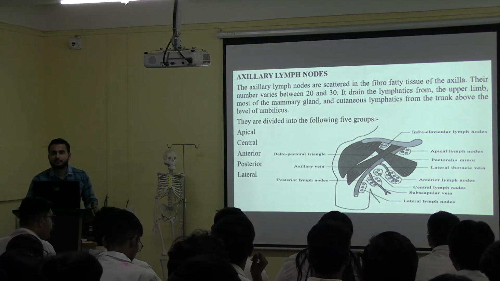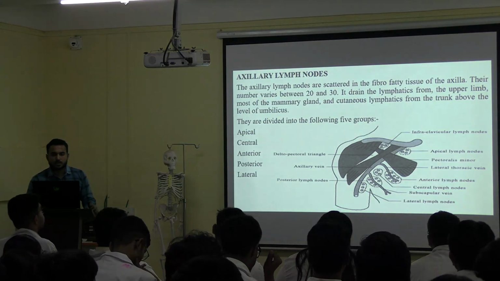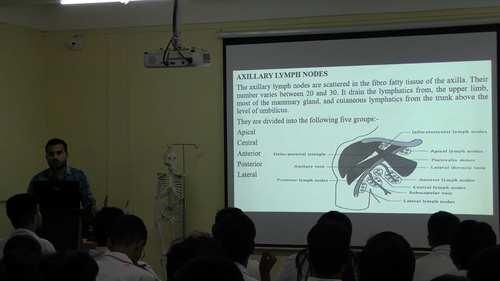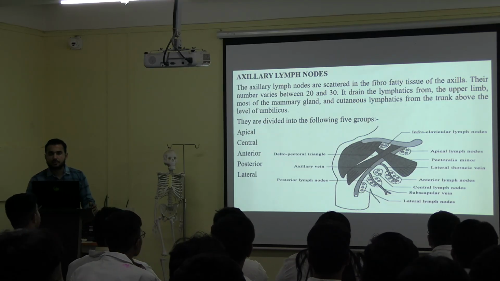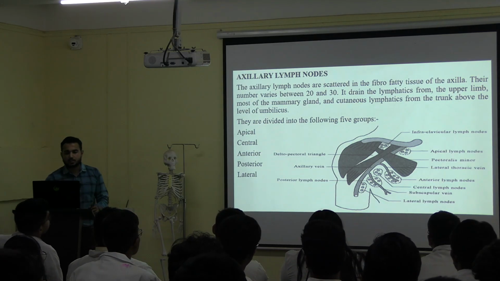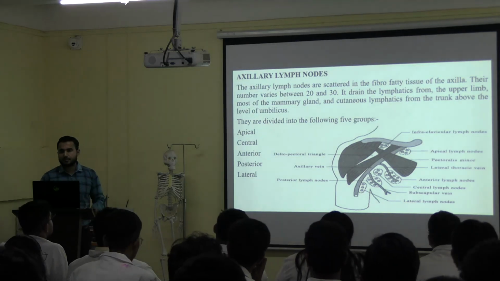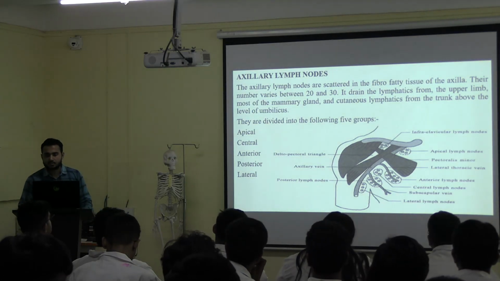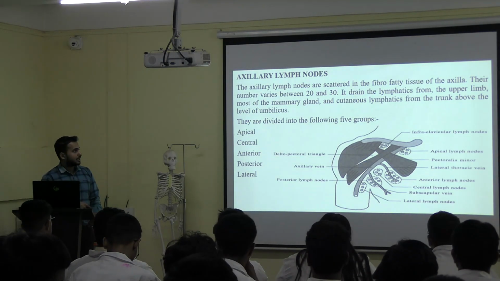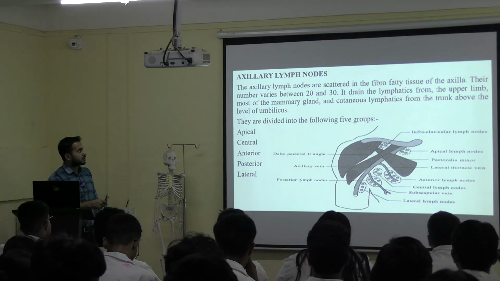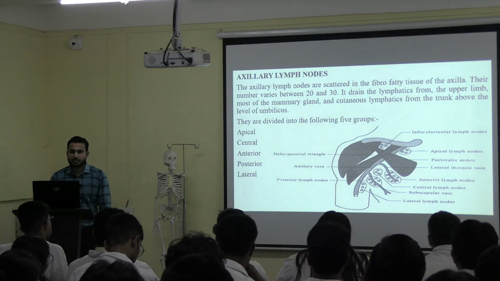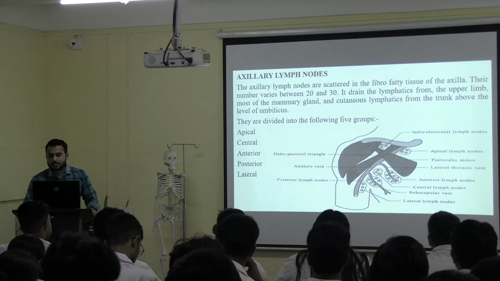Now the last part, that is the axillary lymph nodes. Okay. So how many groups of axillary lymph nodes are there? A total of 5 groups of axillary lymph nodes are there. Mainly they are scattered in the fibrofatty tissue of the axilla. A total of 20 to 30 are there. So the lymph nodes are 20 to 30 in number in case of axillary lymph nodes.